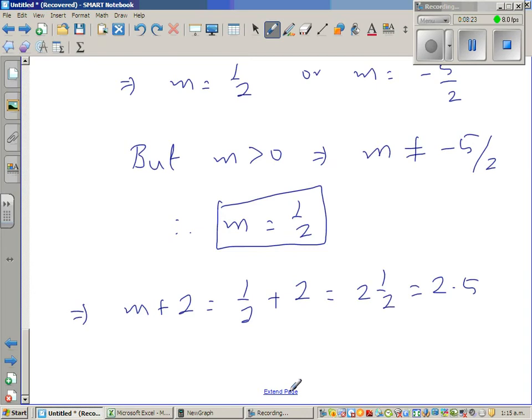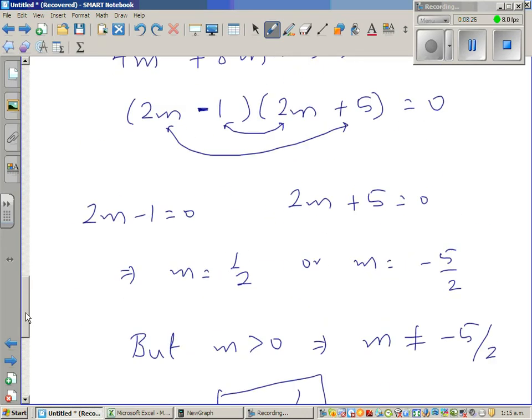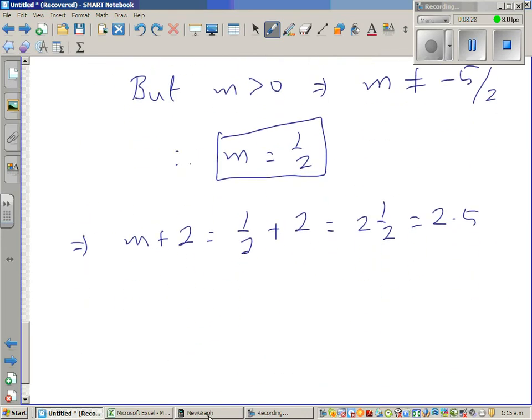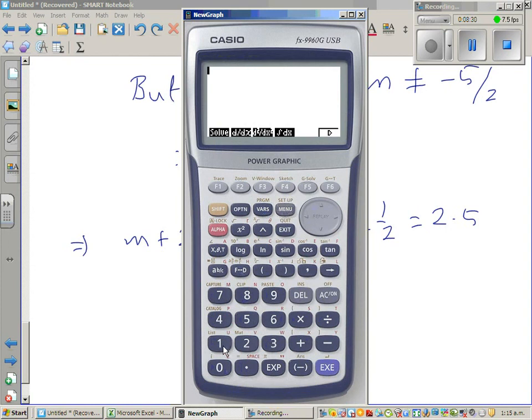So we're going to use a calculator to check whether this will work. You go to your run menu, then option, calculus, integration, x squared, comma, 0.5, comma, 2.5, and this is 5 1/6. Just to show you, 5 plus 1 divided by 6 gives you the same number, so our answer is right. So m is half.